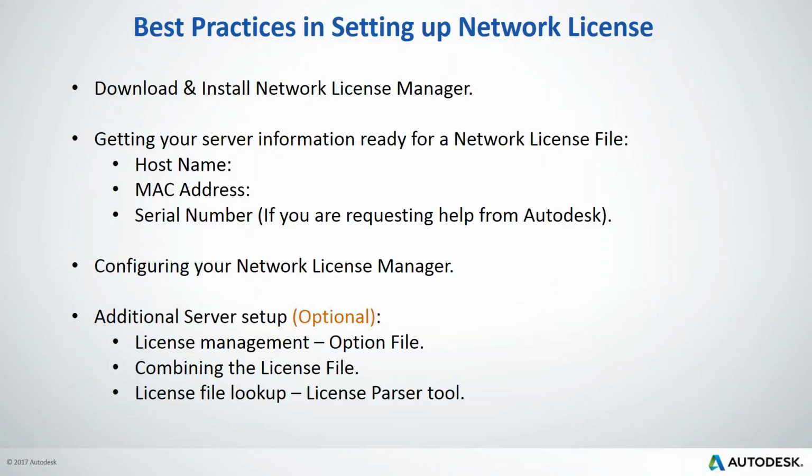Okay, and get your server information ready for your network license file. These are the things that we need you to provide us, or if you want to self-service from your Autodesk account, you need this: host name, MAC address, and serial numbers. But for serial numbers, if you are using your Autodesk account to generate the network license file, you don't really need this because it's very straightforward. You can find it from the list itself.